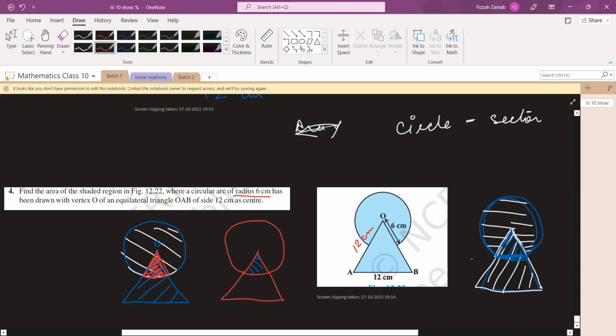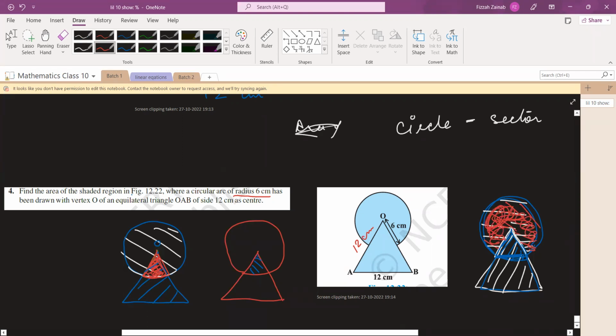Yes. That means, ma'am, only this much area you will get, the red one. This much area you will get, right? Now what is left? Only the triangle is left. So then you will add this red area plus the area of the triangle. That's it.